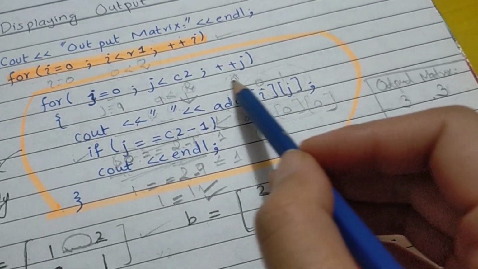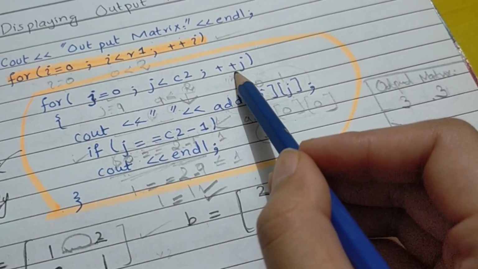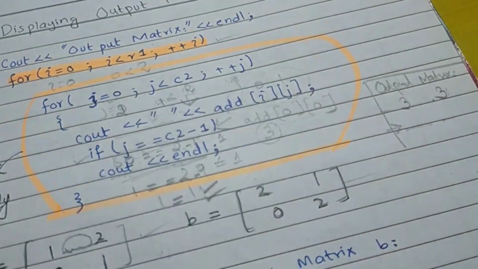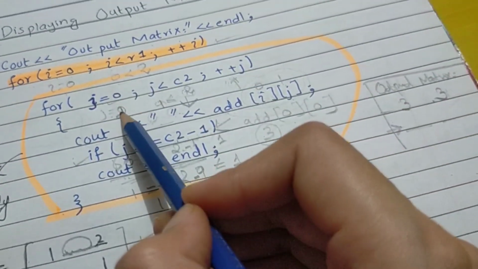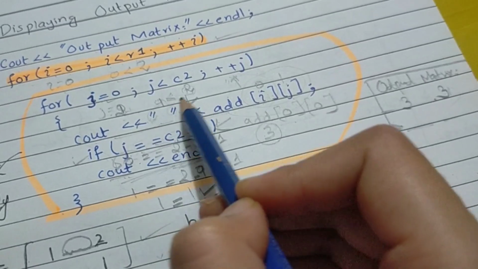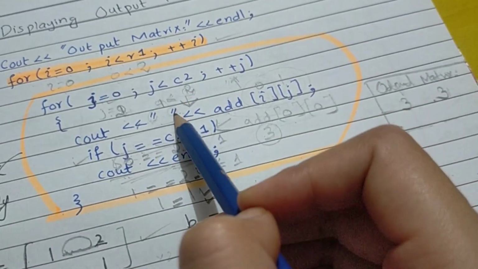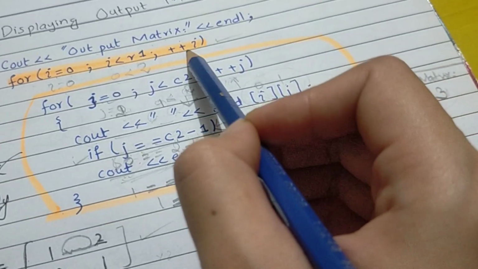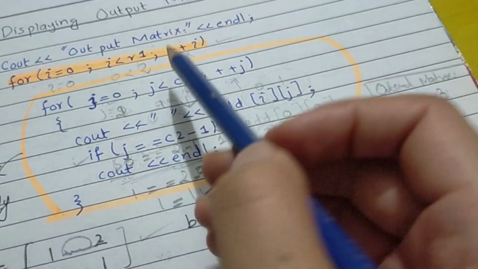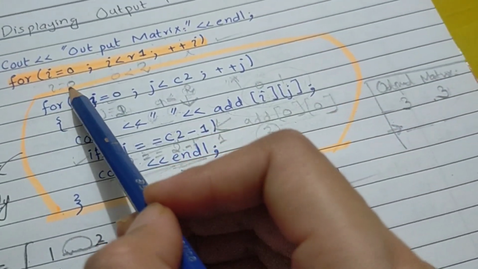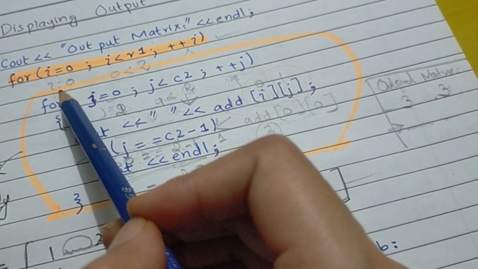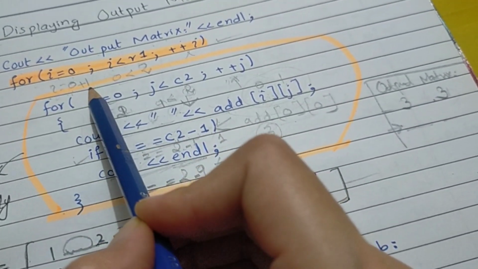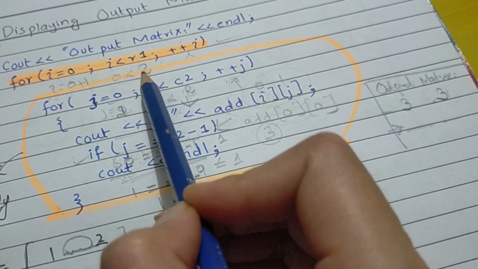So again the condition will be checked. Now j is incremented by 1, and 1 plus 1 is 2, so is 2 less than 2? No, the condition is false, so this body will not be executed and the control will go here, and the value of i, which was 0 before, will now be incremented by 1, so i is equal to 1. So 1 is less than 2.